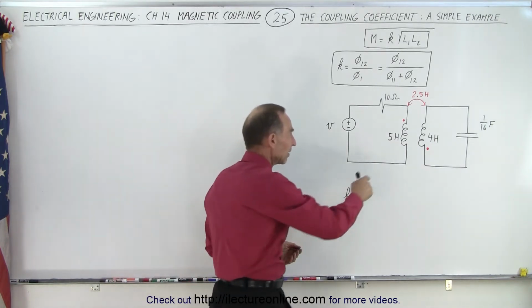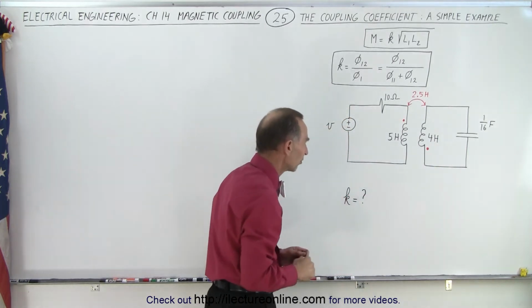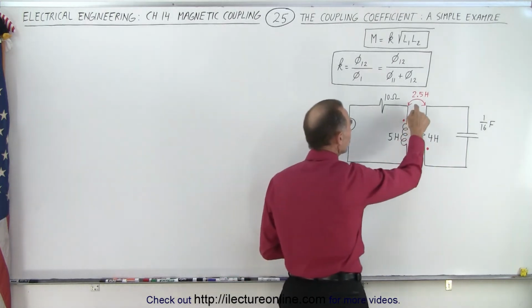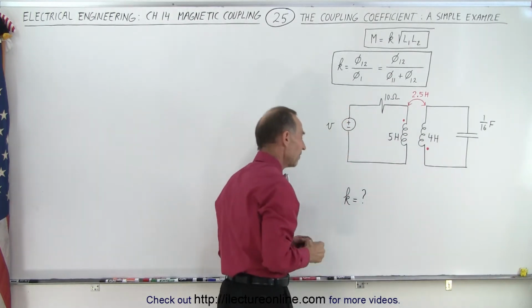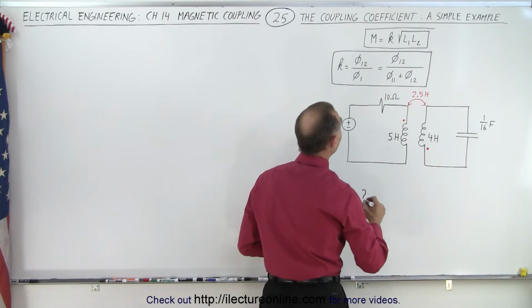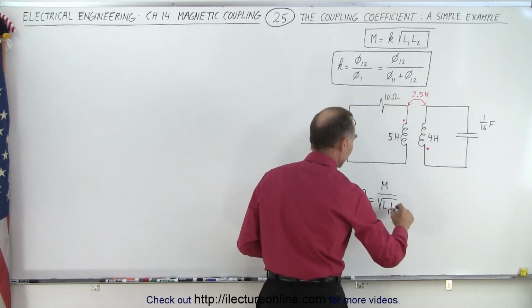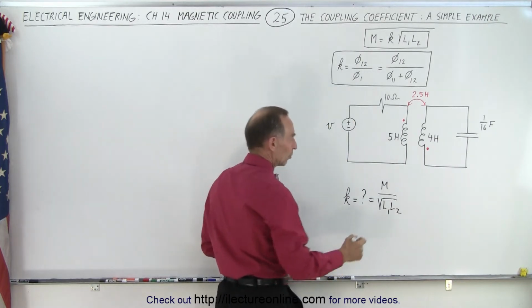So here we have a simple circuit. We have L1, 5 henries, L2, 4 henries, and we want to find the coupling coefficient. We're also told that the mutual coupling is 2.5 henries. So taking that equation and solving that for K, we get M divided by the square root of L1 times L2. All we have to do is plug in the values.